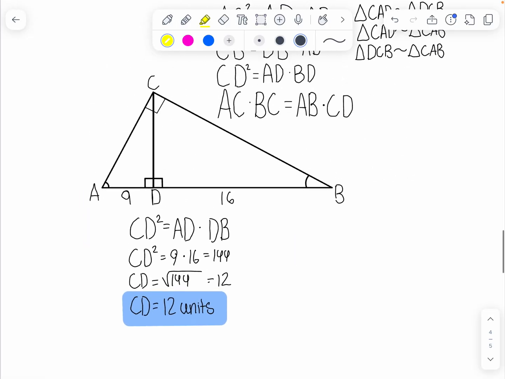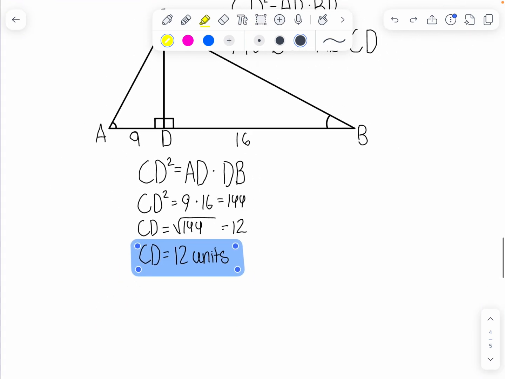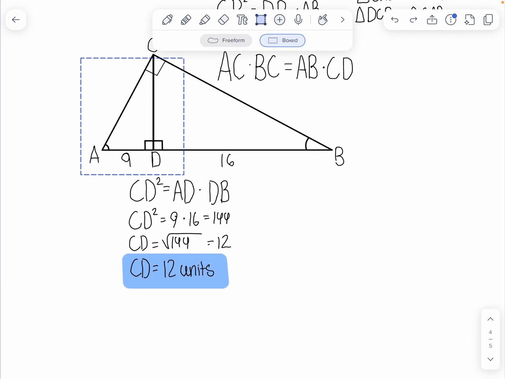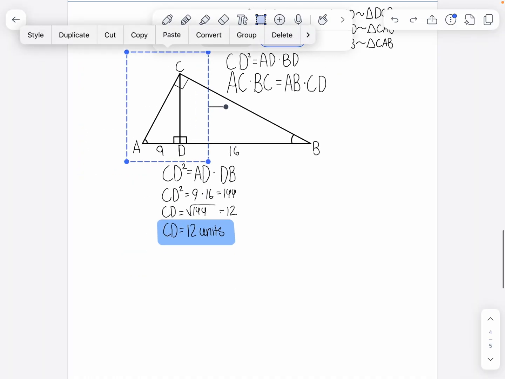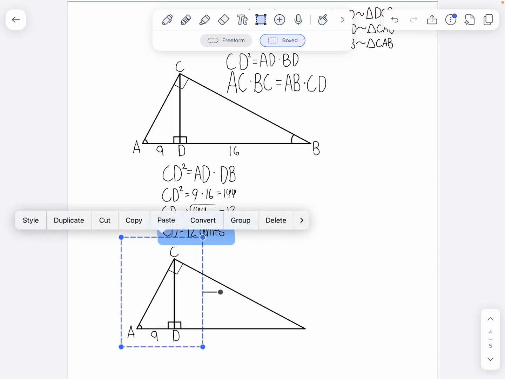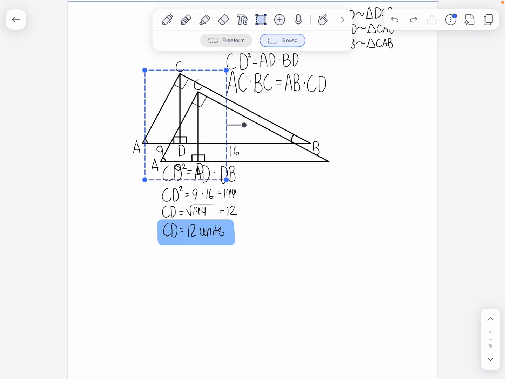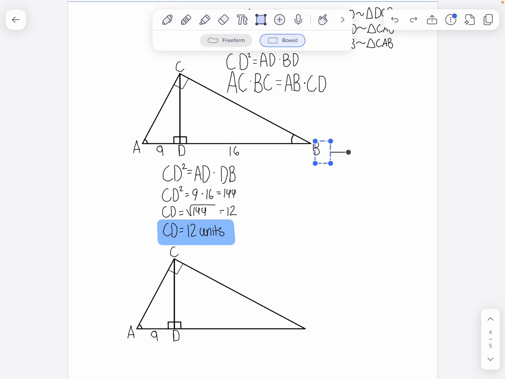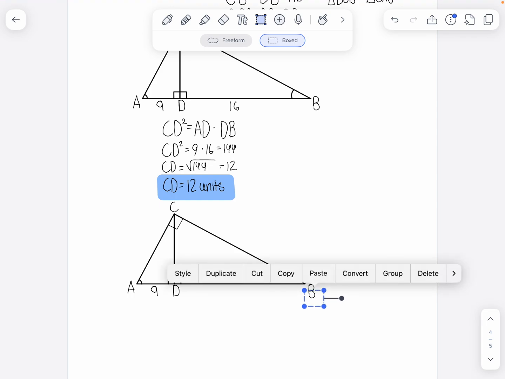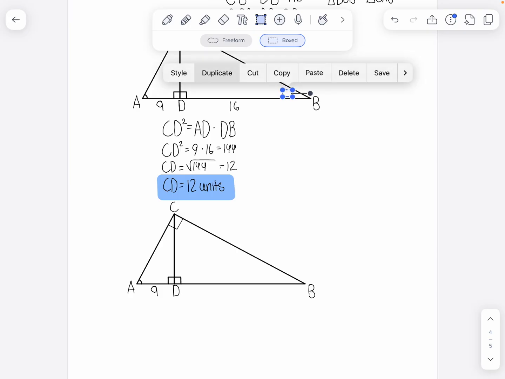Okay, on to the next question. First I have to drag this entire triangle. Yeah, that is not working.